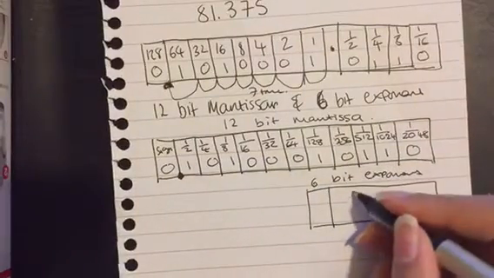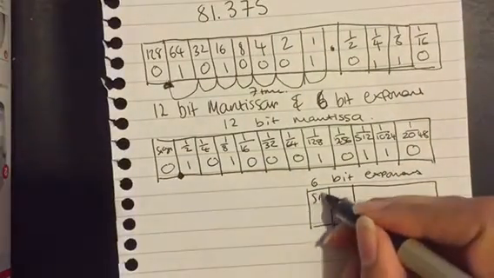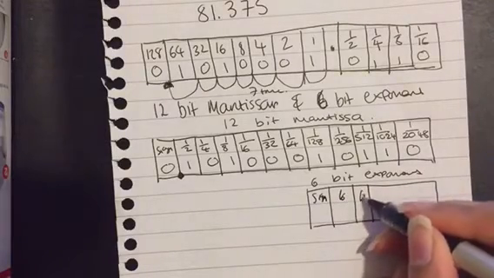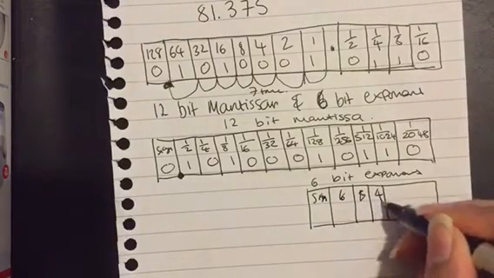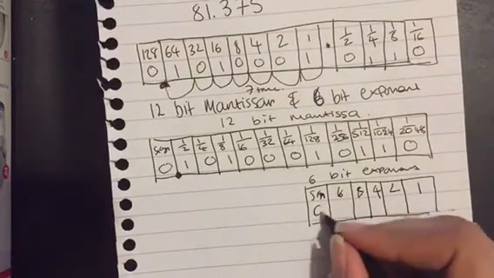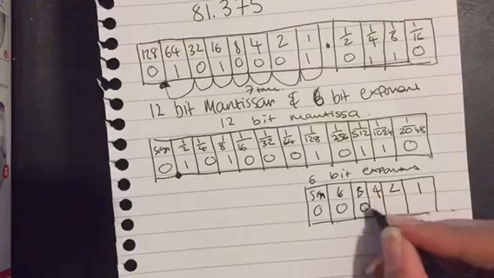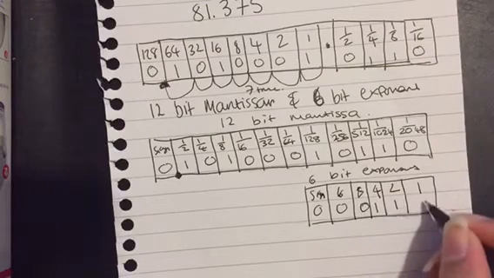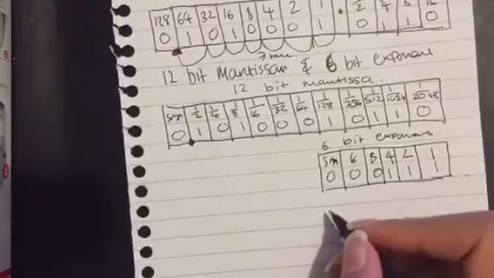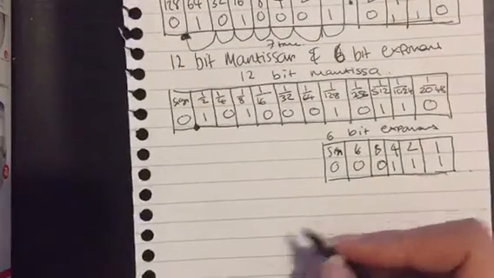Right, so our 6-bit exponent, so we've got our sign, 16, 8, 4, 2, and 1. So that's going to be 0, 0, 0. 4 plus 2 plus 1 is 7. So here's our 7.